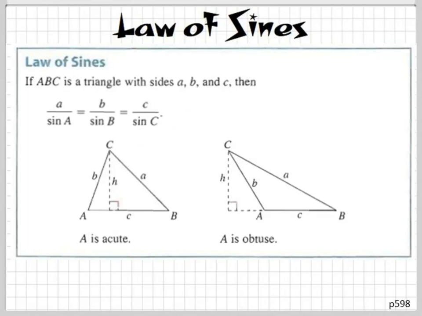Now, you can also write this formula with the angles on top. So you can write sine A over a on top, sine B over b on top, or the sine part is on top, the angle, sine of C over c. Okay. Now this part is important.